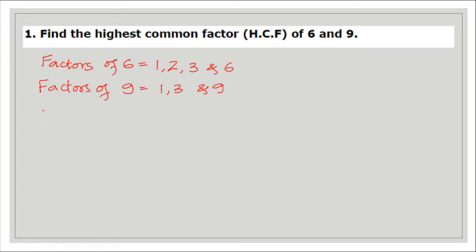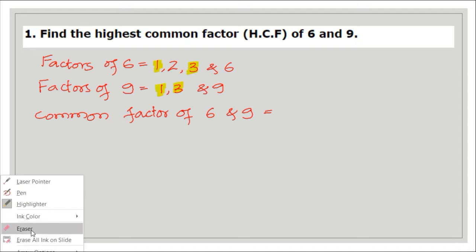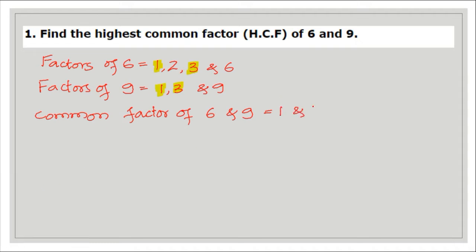Now let me find out the common factor of 6 and 9. We need to highlight the common factors. 1 is present in both. 3 is present in both. So the common factors are 1 and 3. Among this 1 and 3, we need to find out the greatest one. So the highest common factor, in short, is written as H.C.F of 6 and 9 will be 3.